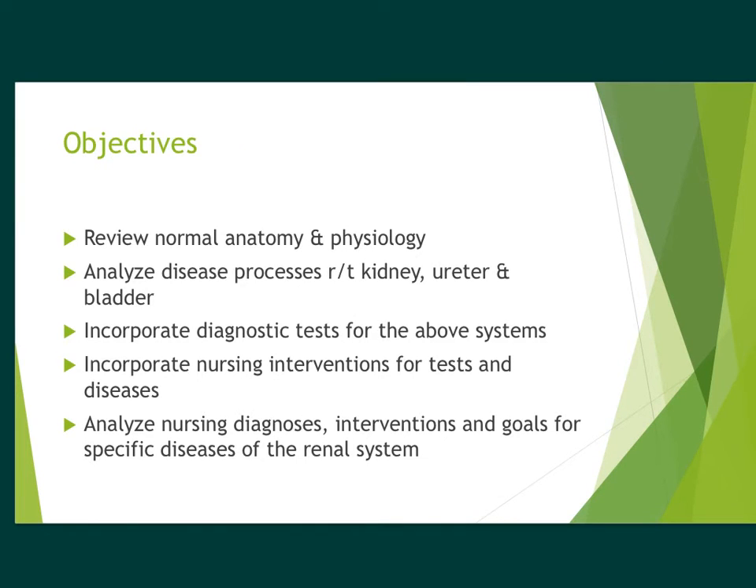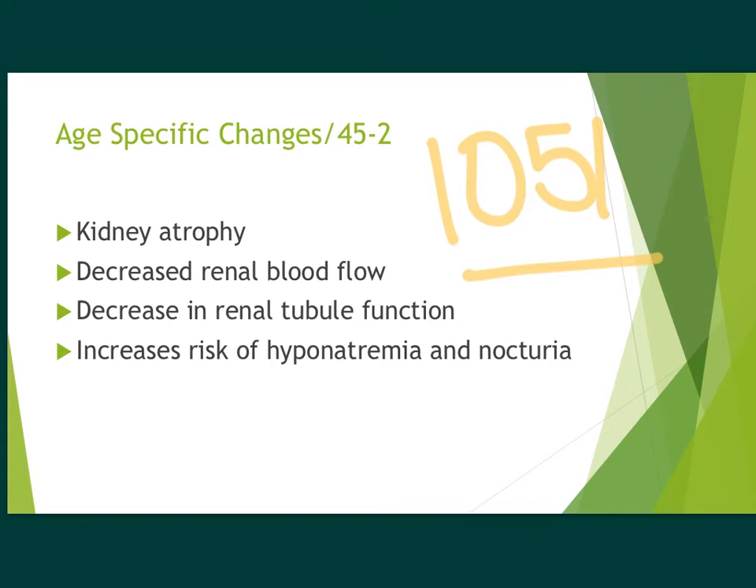You guys can read through the objectives for the GU system. Okay, we're on page 1051. We're looking at table 45-2, and we're just going to talk a little bit about what happens to us as we age. This is an important part of MP2 because we are studying chronic disease processes, and most of the time focuses on the elderly population.